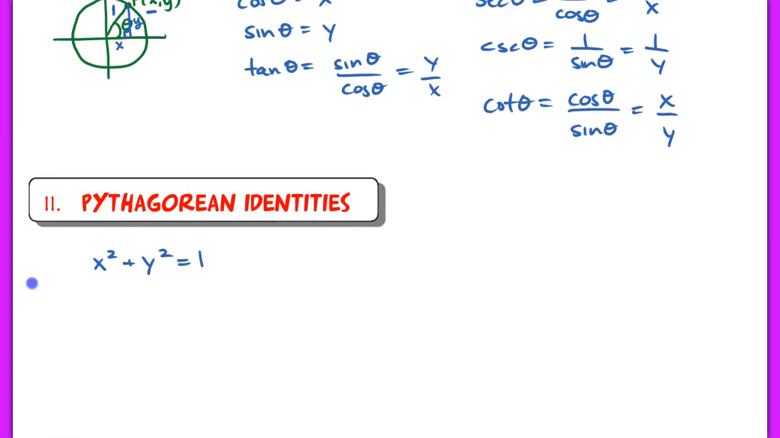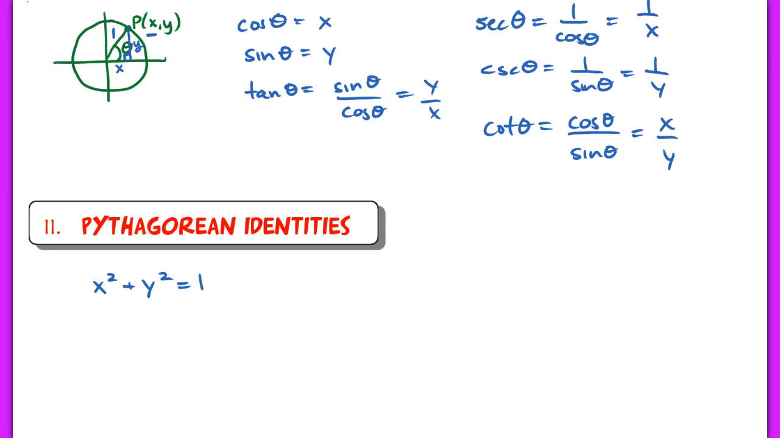So now I'm going to use, again, our definitions here to substitute values in for x and for y. Now, x is the same as cosine theta, right? So if I substitute here, I now have cosine squared theta plus sine squared theta equaling 1. I'm just substituting again. X is cosine, y is sine, rewriting that as cosine squared plus sine squared equals 1. So this is my first Pythagorean identity.